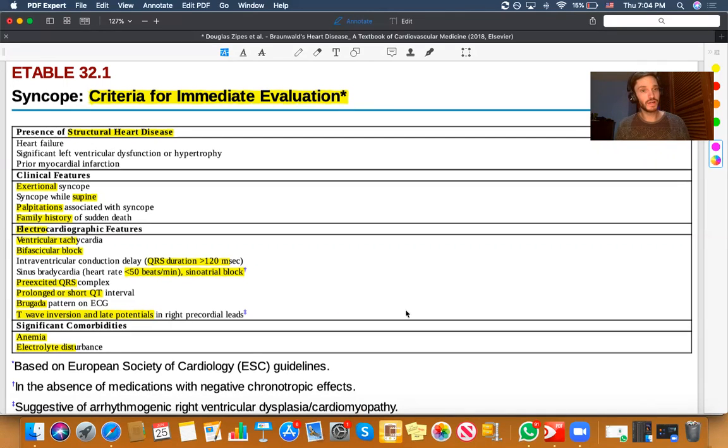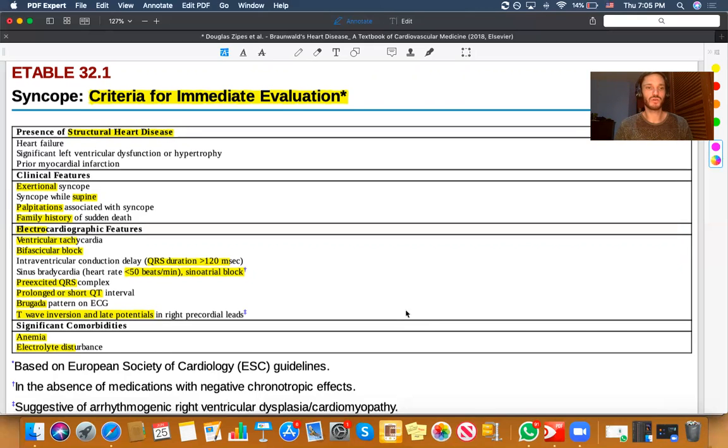So what are the clinical features for you to think about this type of syncope? Exertional. So if a patient was working out, running, and had a syncope, pay attention to that patient. Or this is the strange one, which would be syncope while supine. You were supine and you had the syncope. It would be counterintuitive, but have it in mind. Then we have palpitations associated with syncope, and family history of sudden death.